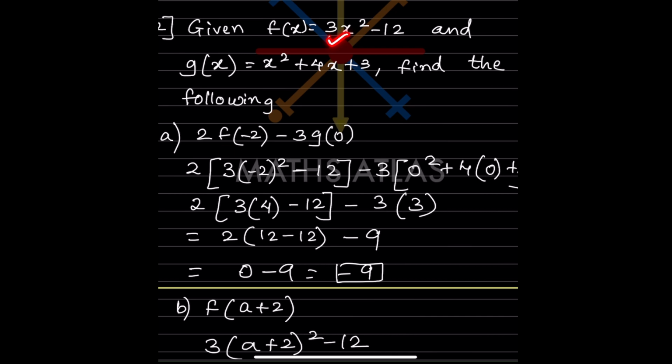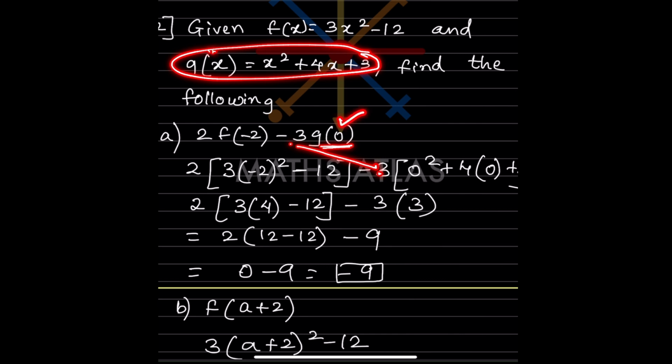So that will be 3 as it is, and this will be minus 2 square, and this minus 12 as it is. Hope you got this one. Now you will look at minus 3 g of 0. So minus 3, then you look at this one, because that is g. Wherever you have x here, in place of x you are going to put 0.